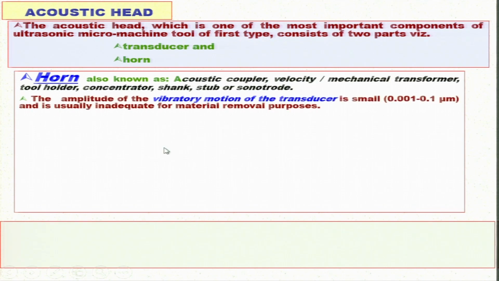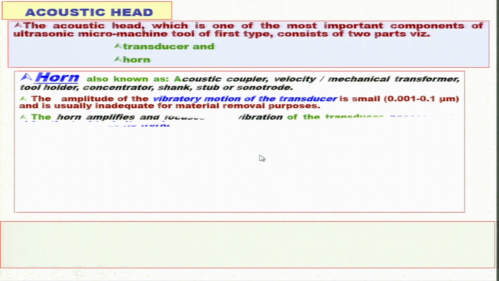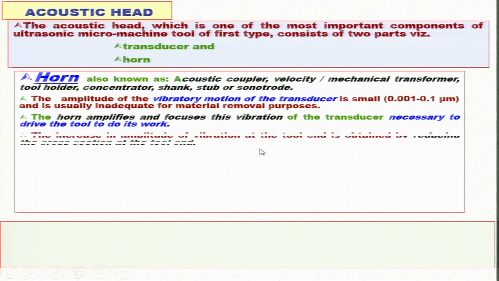The amplitude of the vibratory motion of the transducer is small and is usually inadequate for material removal purposes. The horn amplifies and focuses this vibration of the transducer necessary to drive the tool to do its work. That means this size has to be increased. It is very small for machining purposes. So you have the horn which amplifies the vibration so that this size increases.